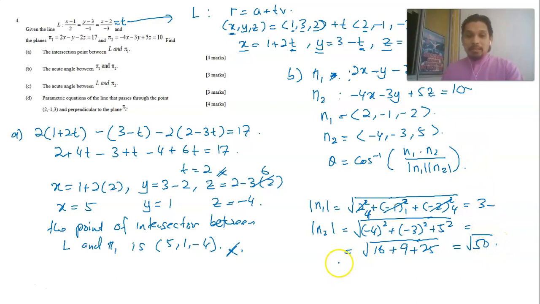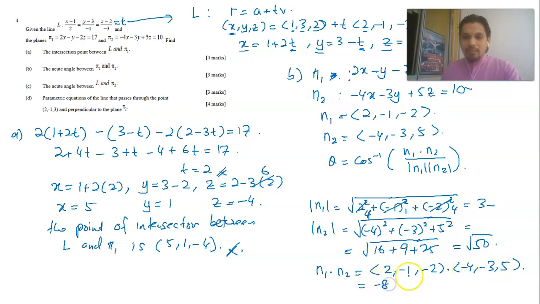So now, back to this question again. n1 dot n2 is 2, negative 1, negative 2 dot product with negative 4, negative 3 and 5. So 2 times negative 4 equal to negative 8 plus negative 1 times negative 3 equal to 3. Negative 2 times 5 equal to negative 10. Negative 8 plus 3, negative 5, negative 15. So, substitute here.